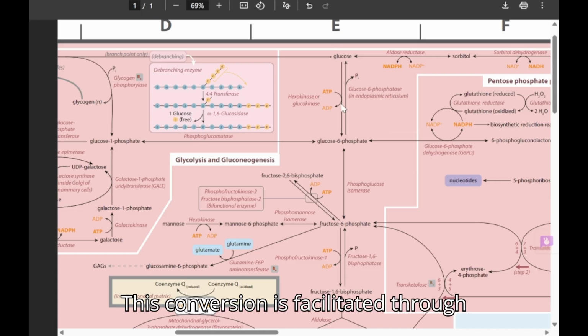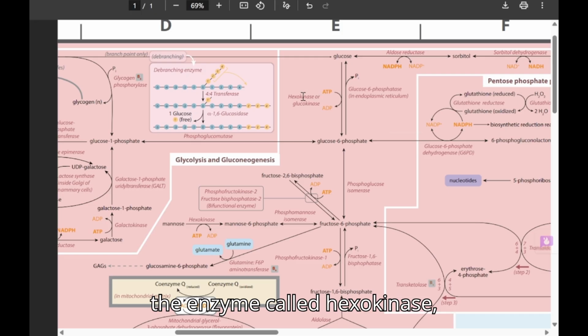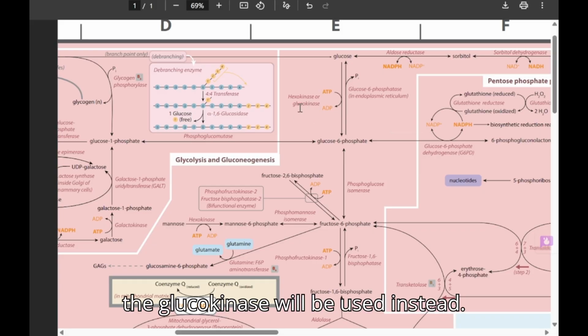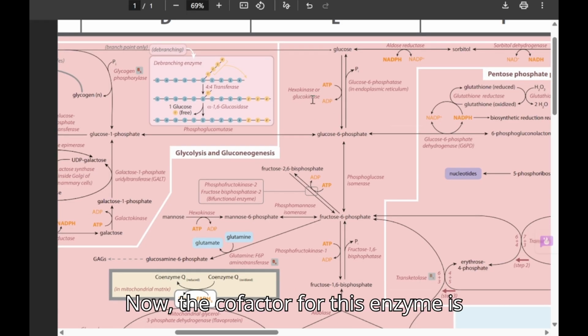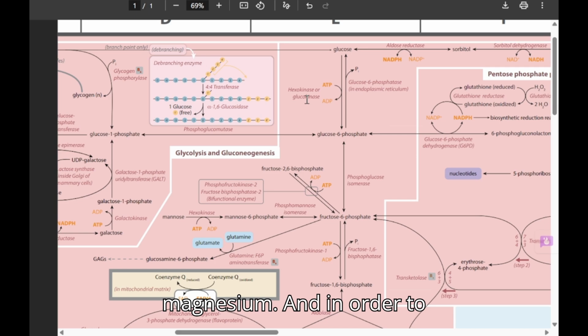This conversion is facilitated through the enzyme called hexokinase, or if the glycolysis is taking place in the liver or the pancreas, glucokinase will be used instead. Now, the cofactor for this enzyme is magnesium, and in order to facilitate this conversion, 1 ATP molecule has to be consumed.